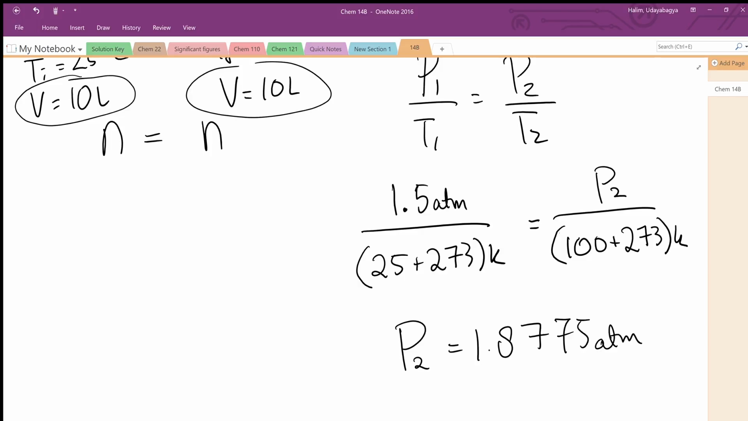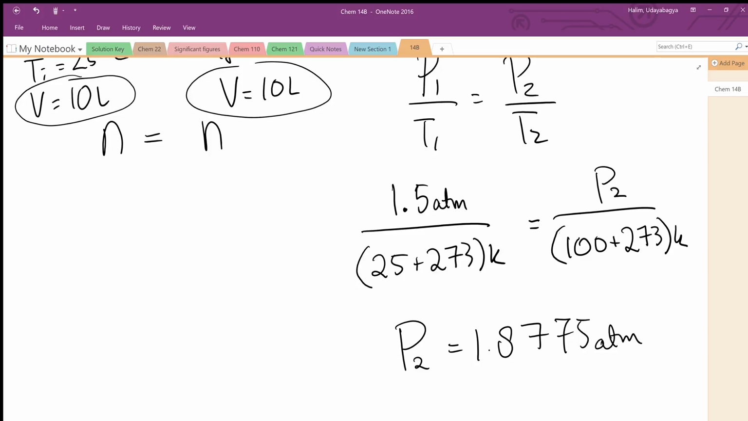Anyway, so that's the final pressure. Josh, would you mind just unplugging it or turning it off actually? Yeah, there should be an off button there. Thank you.